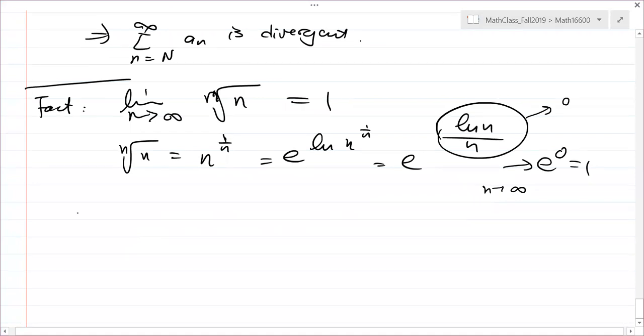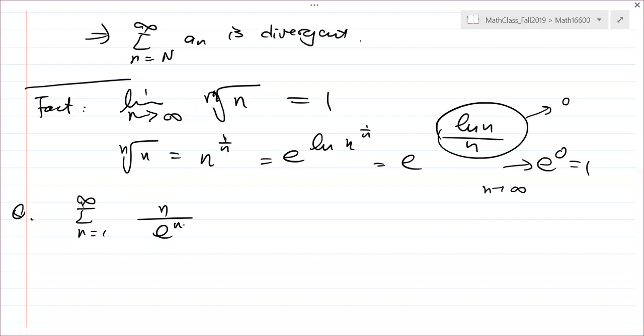Then take a look at the following problem. How do you prove that this is convergent or divergent? Can you use the ratio test? I think you can. Can you use the root test? We can do that. Or other tests, probably you can. The integral test is more complicated, but I think you can use it. You can even use a comparison test if you want, but then you have to be careful about the comparison.